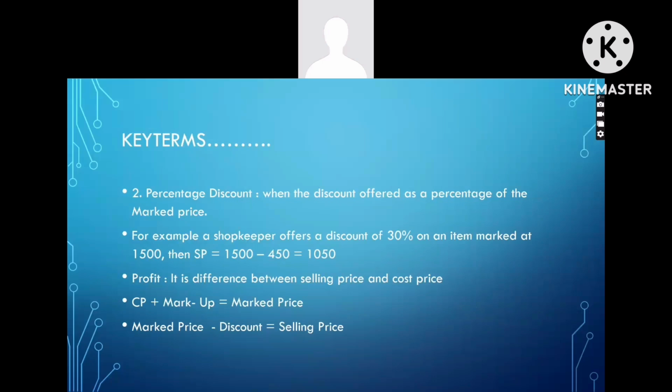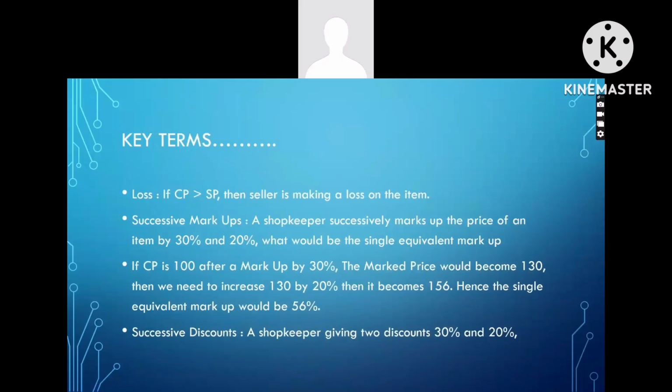Then percentage discount. When the discount is offered as a percentage of the market price, for example, a shopkeeper offers a discount of 30% on an item marked at 1500, then SP would be 1500 minus 30% of 1500. This becomes 1050. Next, profit. It is the difference between selling price and cost price. Cost price plus markup equals market price. Market price minus discount equals selling price.